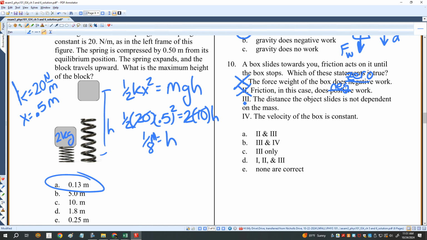The distance is not dependent on the mass? That's not true because the frictional force is dependent on the normal force, which is dependent upon the mass. So that's not true either. And then the velocity of the box is constant? But it says it slows down, so no. So E is the right answer.